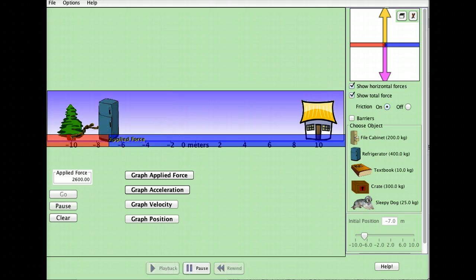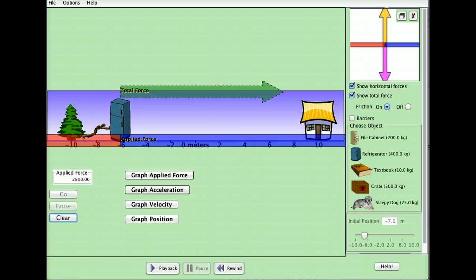Okay, I wanted to briefly show you something. So I cleared my graph of acceleration, and here's my applied force of 2600, and we already know that that does not make the refrigerator go. But we know that 2800 does. So when I click go here, suddenly I see an arrow that says total force in the movement direction. That's pretty much what this simulation is all about.